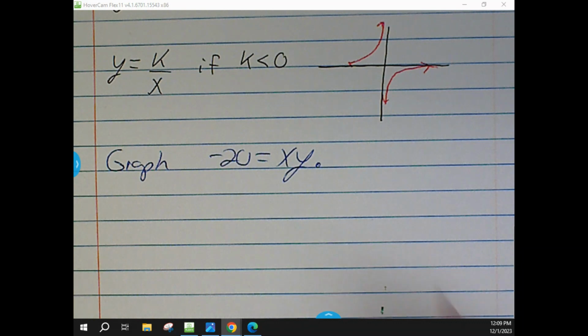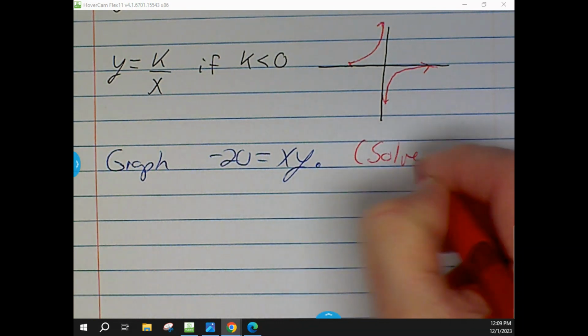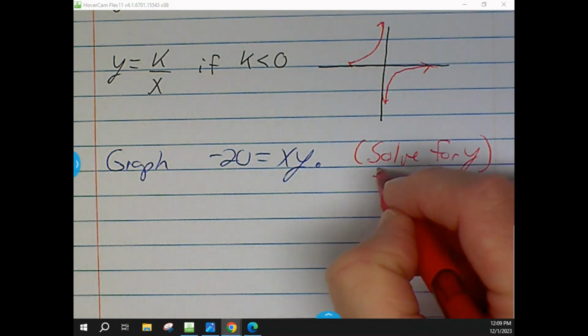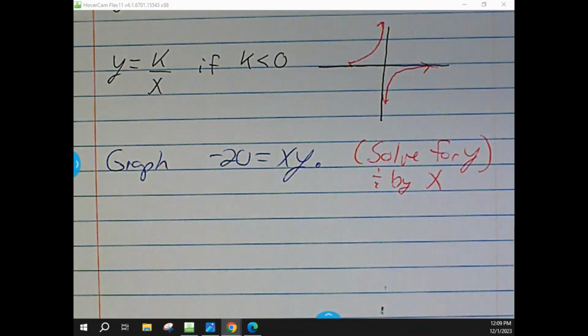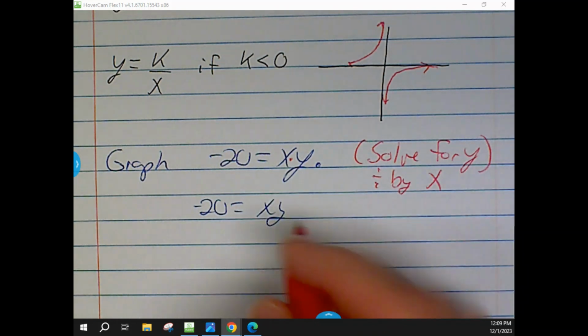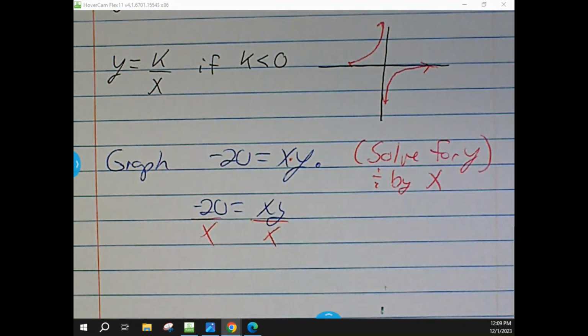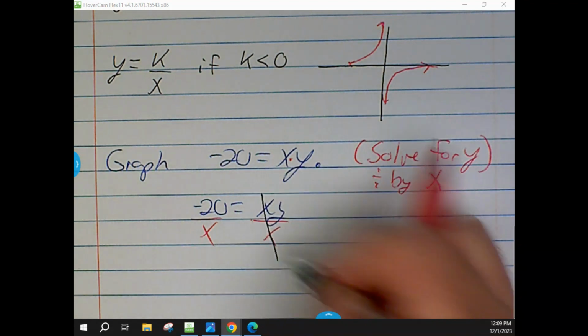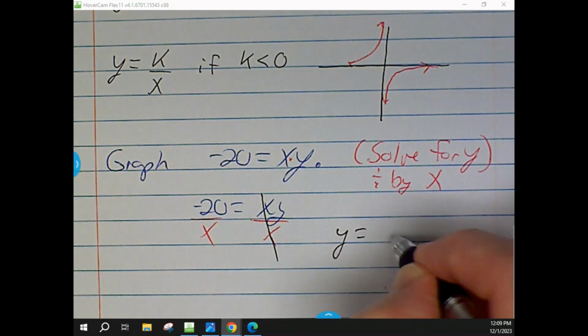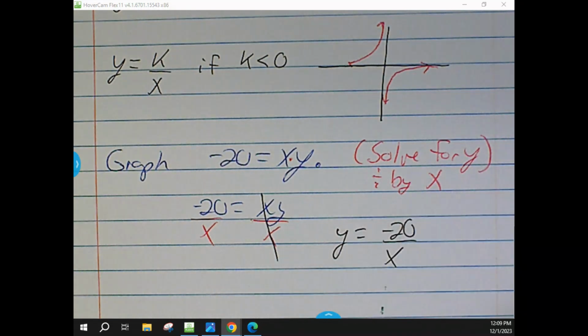So for this one, all you have to do is solve for y. To solve for y, we're going to divide by x to get the y by itself, because it's kind of like we were doing yesterday with some of the stuff. It's x times y, so to solve for the y, we're going to divide by x. And that way this gets knocked out. And now we've got what we were wanting: y is going to equal negative 20 over x.